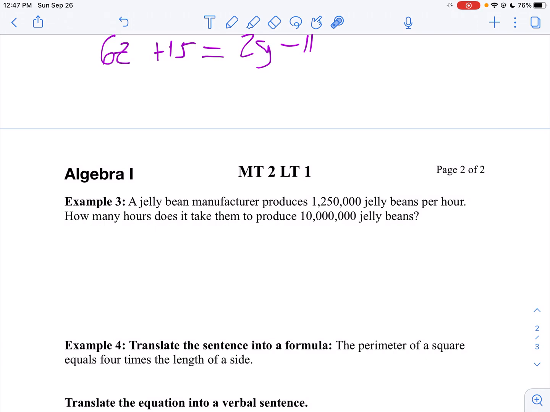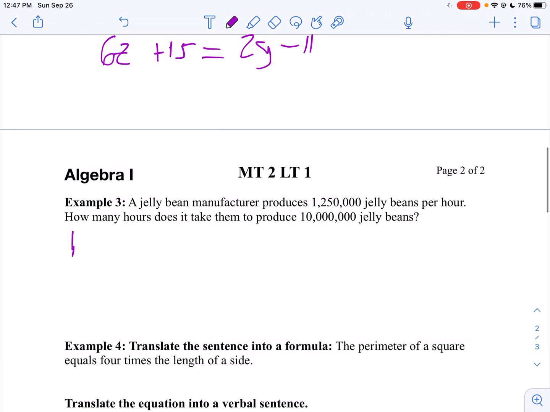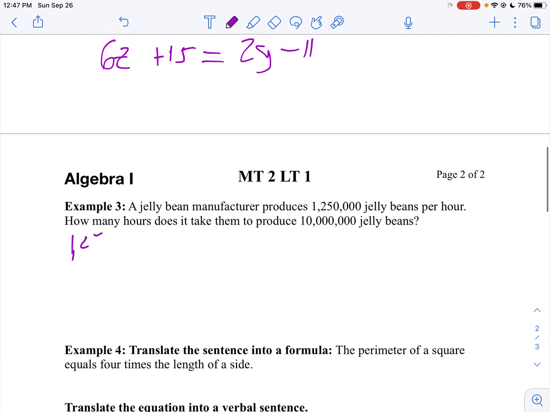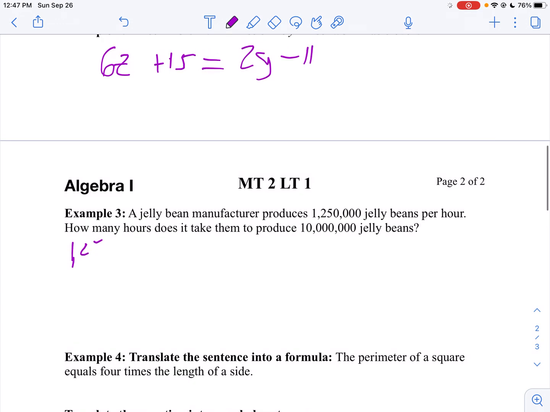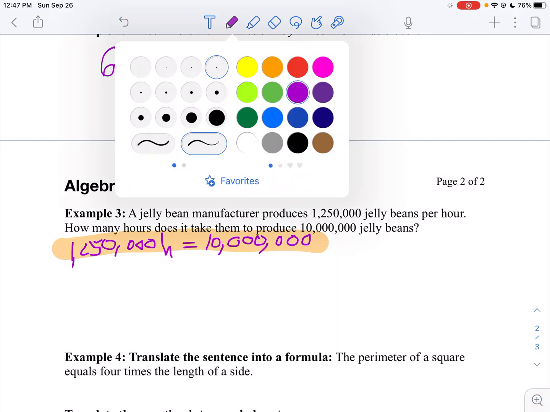So I'm going to start here. Every hour, "every" means we're going to multiply. So I'm going to say 1,250,000 times the number of hours, I'm going to call that H, equals 10 million. There is our equation. So if they say write an equation, that's what you would do. Now let's continue on with this problem and solve it.